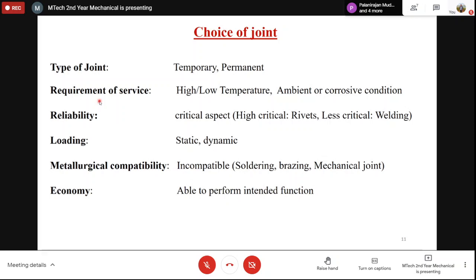And then we'll see the metallurgical compatibility. What is metallurgical compatibility? If the materials are not metallurgically compatible with each other, then we have to go for mechanical joining processes or the brazing or soldering process, which will not cause the materials to fuse and make a fusion joint between them. Then we also have to see the economic conditions.